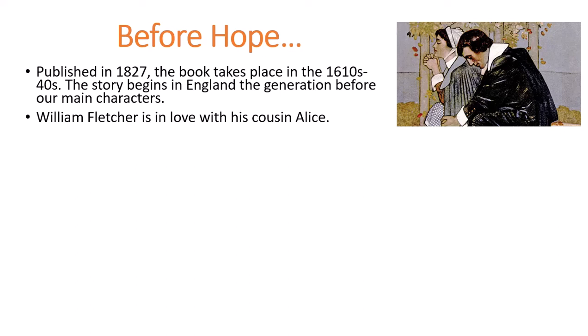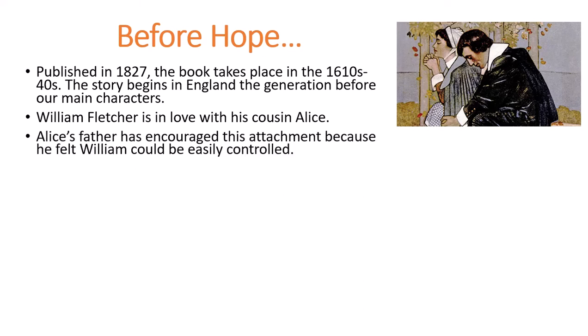But the book starts with William Fletcher and his cousin Alice in England, and they are in love. Alice's father encouraged this attachment. Now, that's a phrase that's going to be used a lot. Natural affections and natural attachments. And he encouraged it because he felt like William could be easily controlled. So if William's already his nephew, and if he falls in love with Alice, then Alice's father can get a little bit of control over him, use that natural attachment to his benefit.